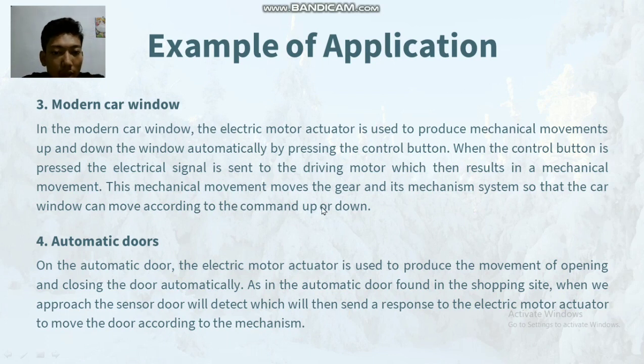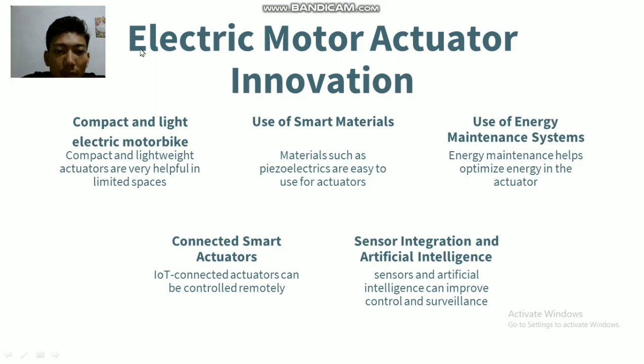Okay. Next, innovation of electric motor actuator. And the first one is compact and light. Compact and lightweight actuators are very helpful in limited space. And next is use of smart material. Materials such as piezoelectric are easy to use for actuators.